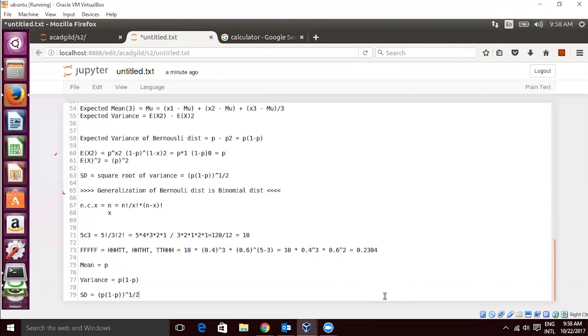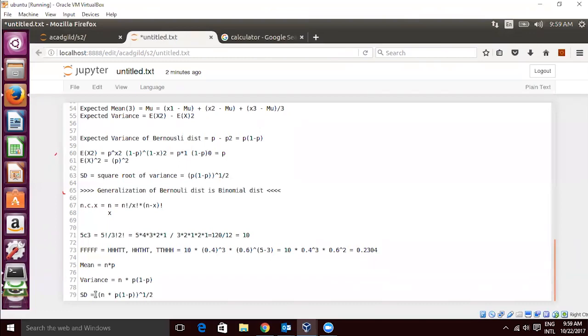Now how can we generalize this? What is the additional point we consider when we generalize the Bernoulli distribution? The only point is n choose x. Out of n trials, what is the probability of getting success, and what is the probability of getting failure? When I substitute n here, that's basically the generalization. So the mean of the binomial distribution is n into p. The variance is n into p into 1 minus p, and the square root of variance is nothing but the standard deviation.